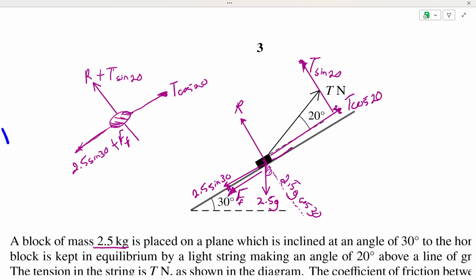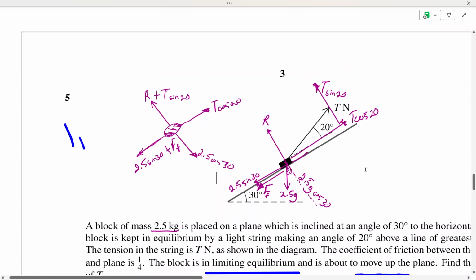And then acting parallel to the reaction is the component of the weight, the horizontal component of the weight, 2.5 cos 30. Right, so those are the forces that are acting on this diagram.